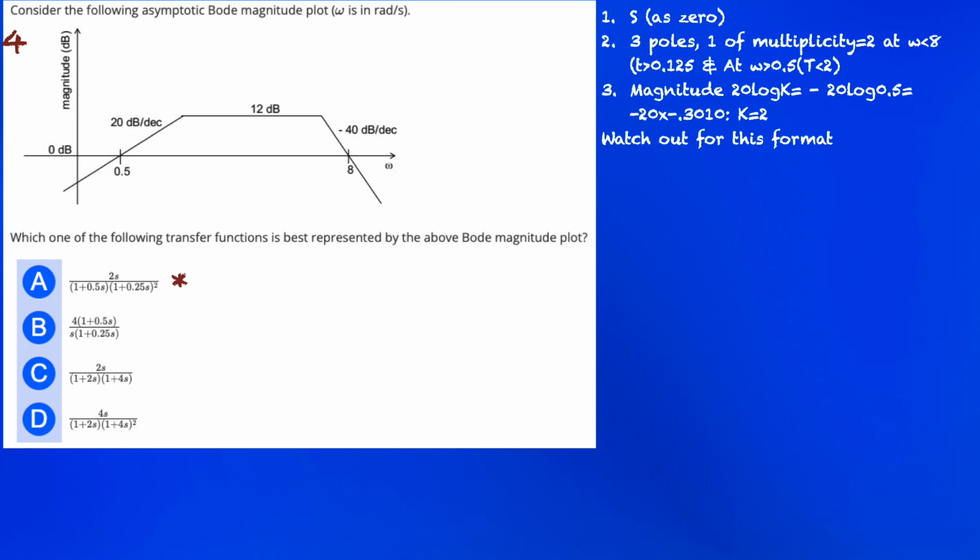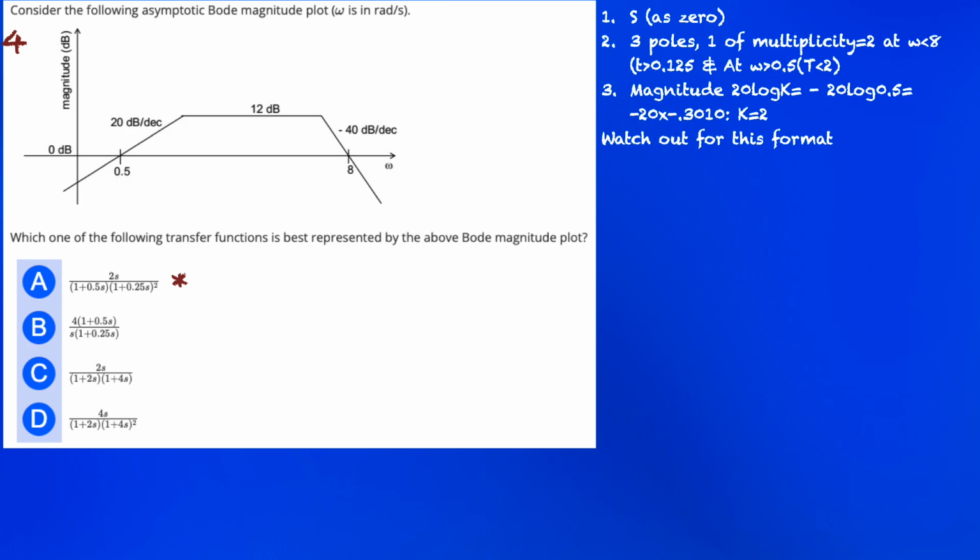Okay, so how many poles do we have? We have two poles, 2 plus 1, 3 poles, and 1 zero. And s happens to be in the numerator. So from amongst A, B, C, D, we see that B is not applicable. So we reject B. So A, C, D. Okay, so let's see. We see that there are 3 poles, and one has a multiplicity of 2. Why? Because abruptly the slope has descended to minus 40 dB per decade.